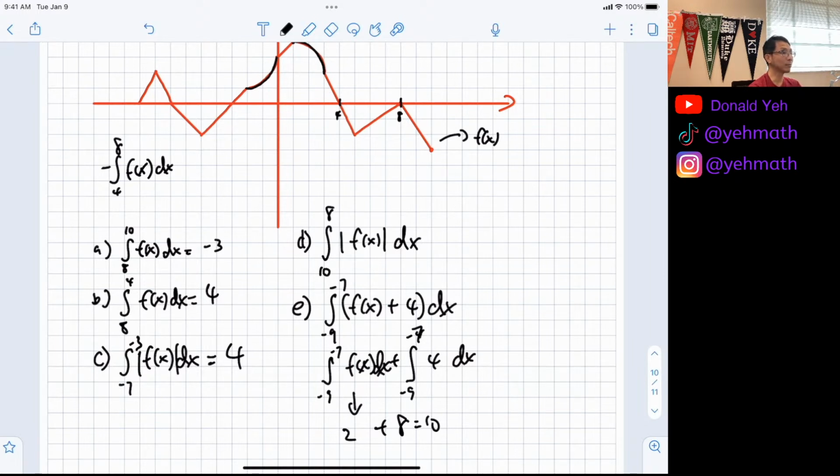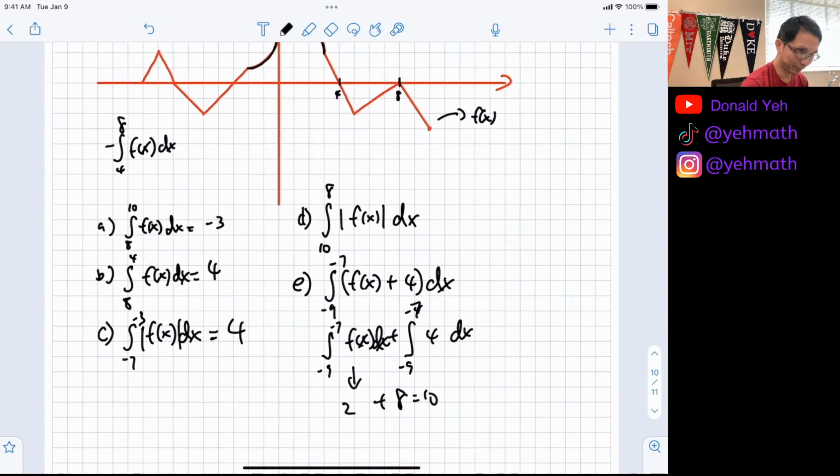Could you move over? The recording thing is blocking it right now. Sorry, it's covering some of the math.